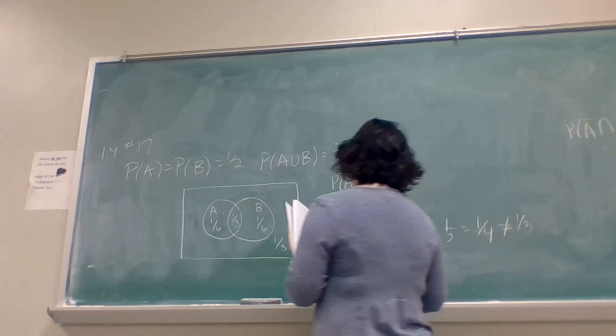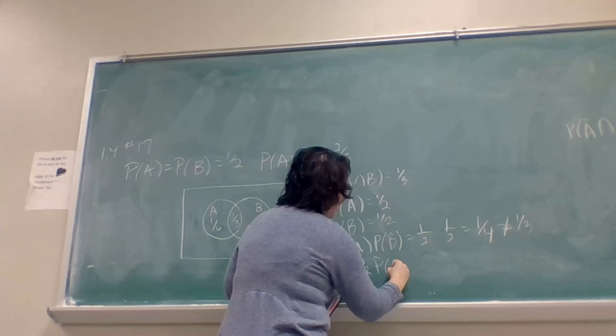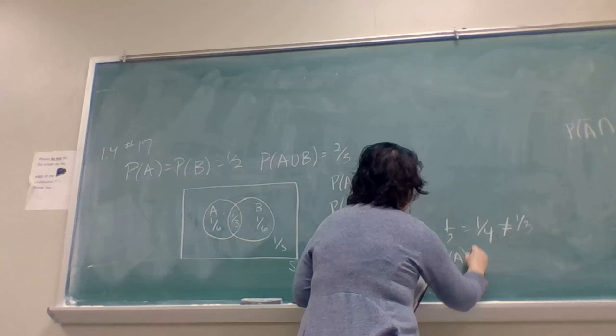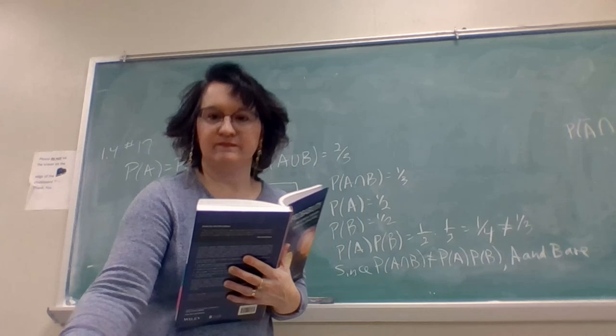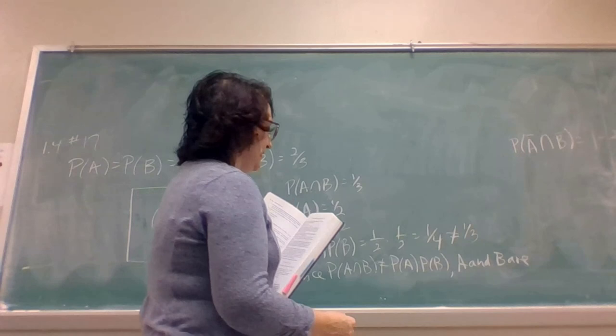So on a test, I would want you to be specific and say, since the probability of A intersecting with B is not equal to the probability of A times the probability of B, A and B are, well, you could say that they are dependent, or you could say they are not independent. I mean, either way.